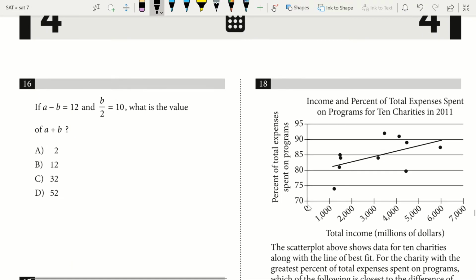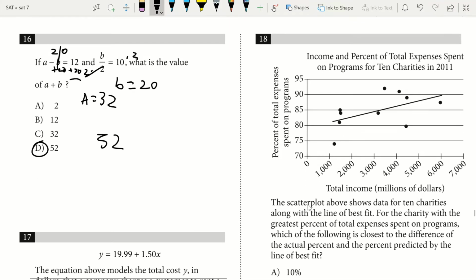All right, question 16. If a minus b equals 12 and b over 2 equals 10, what's the value of a plus b? Well, b over 2 equals 10. When I multiply each side by 2 to get b alone, I see that b will equal 10 times 2, which is 20. I plug that in here, and I get a minus 20 equals 12. I add 20 to each side, and I get a equals 32, because 12 plus 20 gives me 32. Now I add the two together, and that will give me 52. So my answer is going to be D.